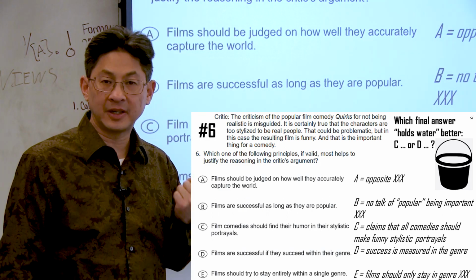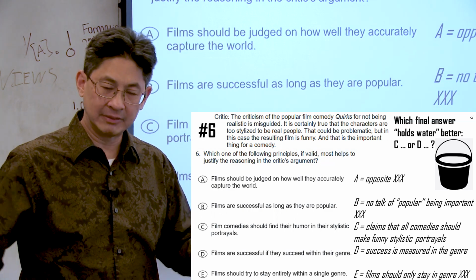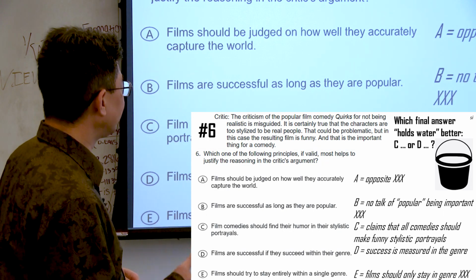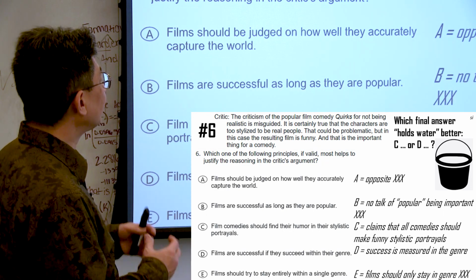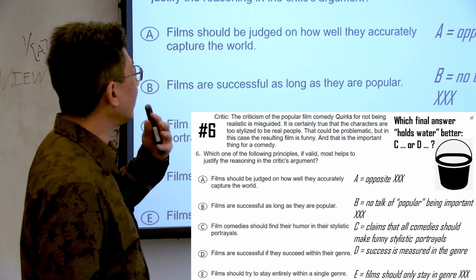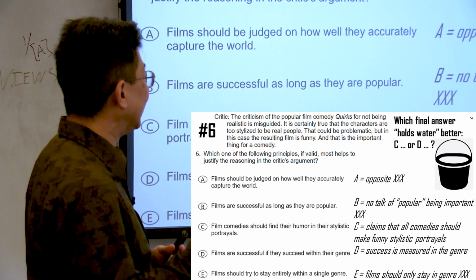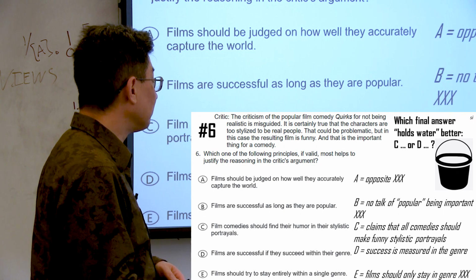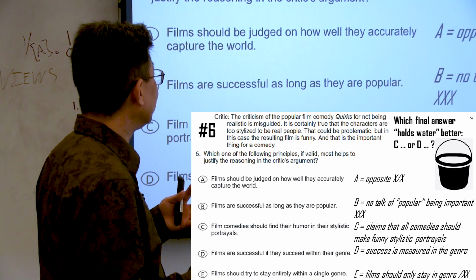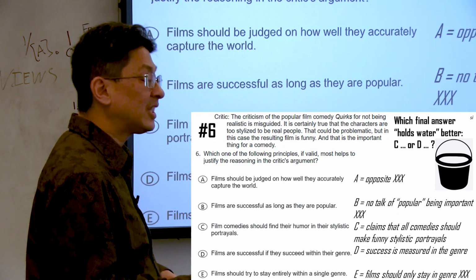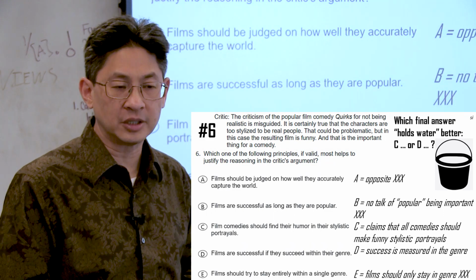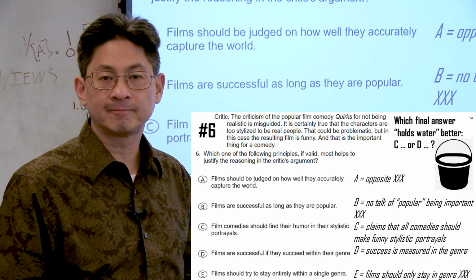But D, when examined very, very close up, does not lose its power. It retains its water. How so? Because when we see that films are successful if they succeed within their genre, that pretty much complements perfectly what they have already said, which is that it is important for a comedy to be funny. This movie is funny, and therefore if that constitutes success, then we have indeed been successful with this comedy. That's why D is stronger than C. And that, in fact, is how to apply that fifth strategy of which one holds water better.